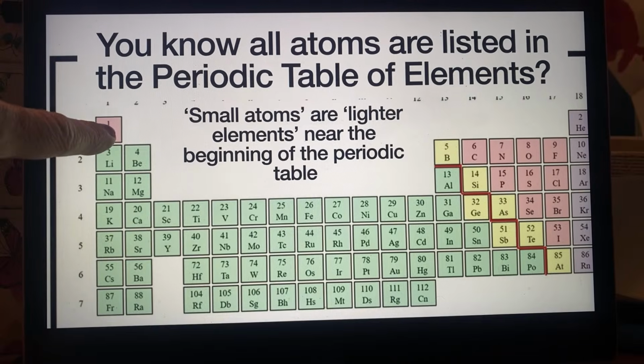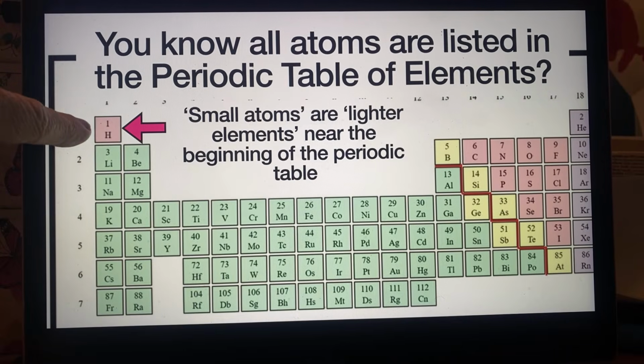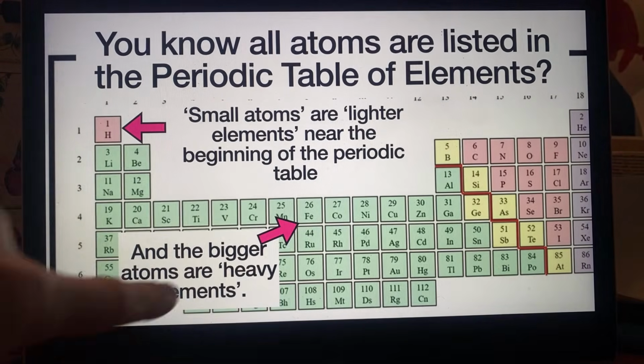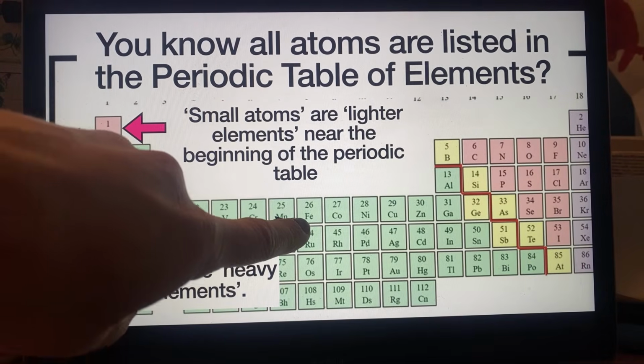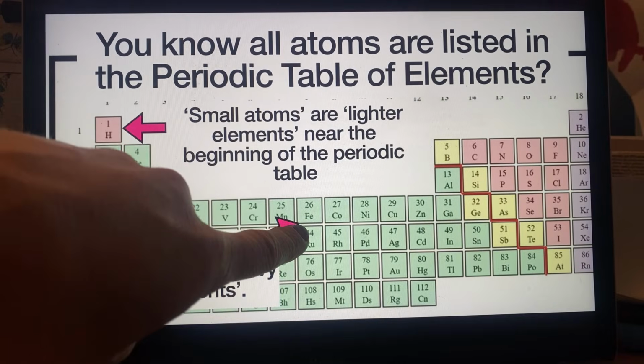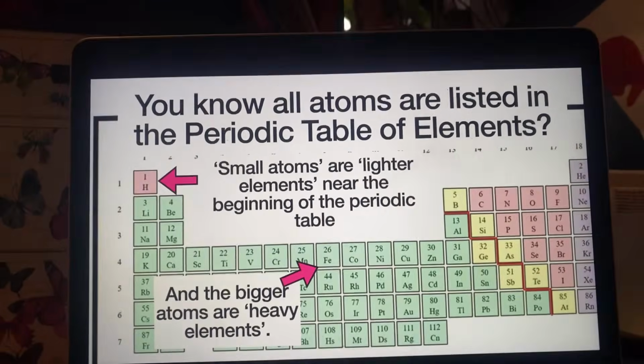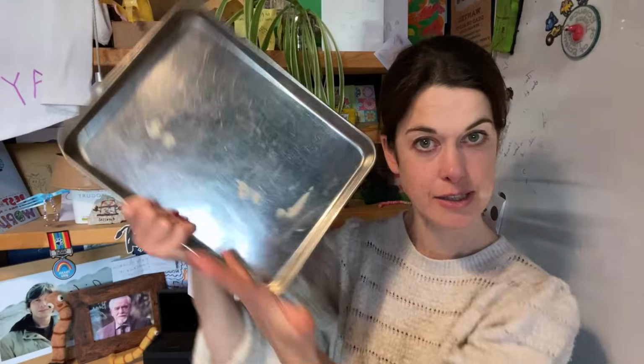But anyway, the small atoms, or the light elements, are near the beginning of the periodic table, like your hydrogens and your heliums. And the bigger atoms, the heavy elements that have more particles in them, are a bit further down. So here we've got iron. The symbol for iron is Fe, because chemistry is awful, and that's quite a heavy element. Okay, cool. So let's pretend that our baking tray is space.